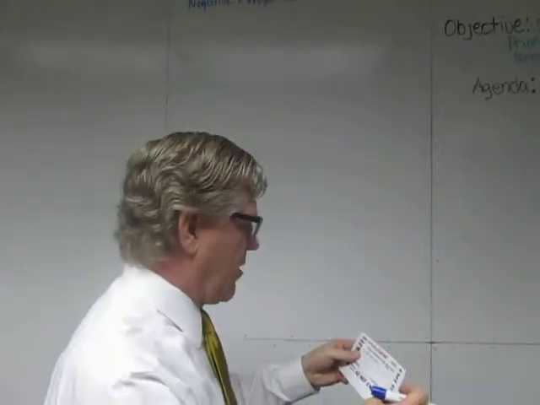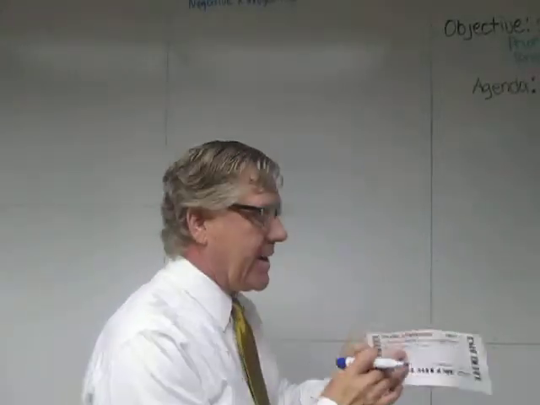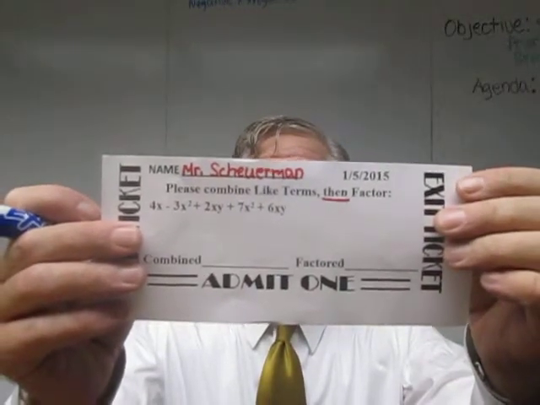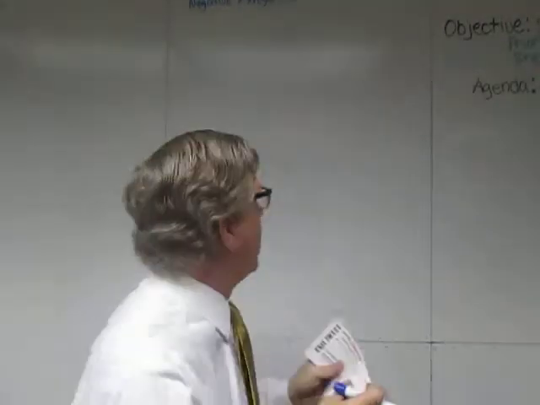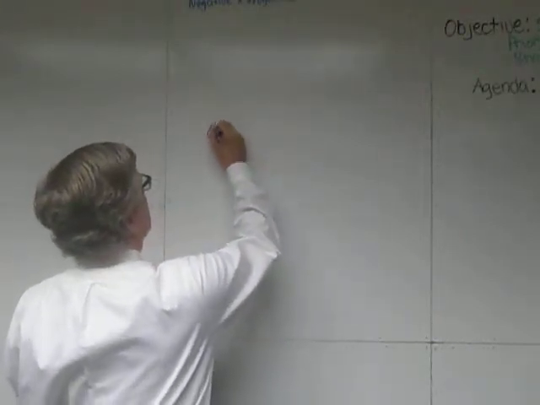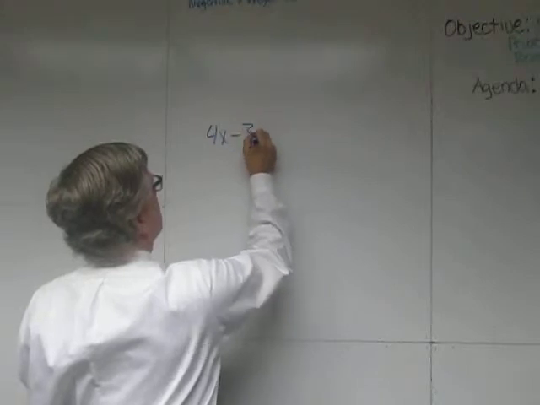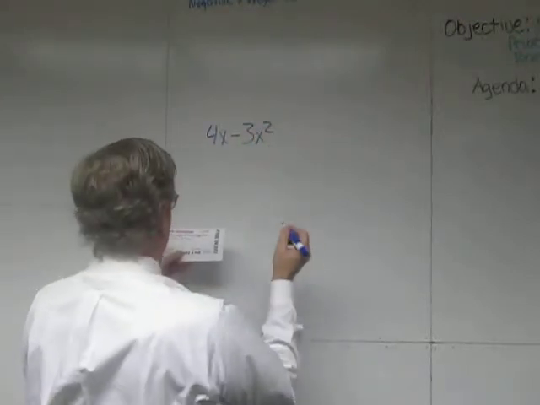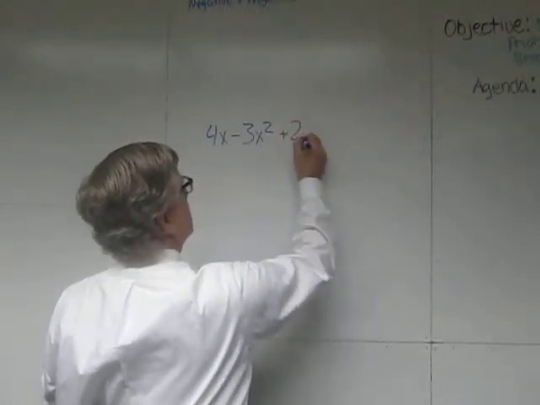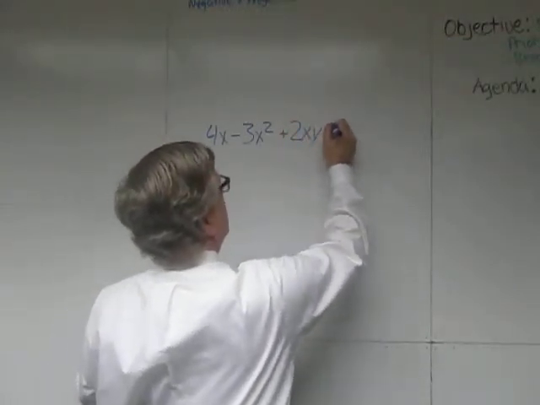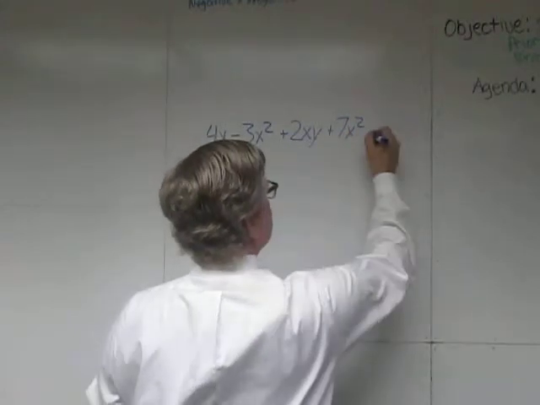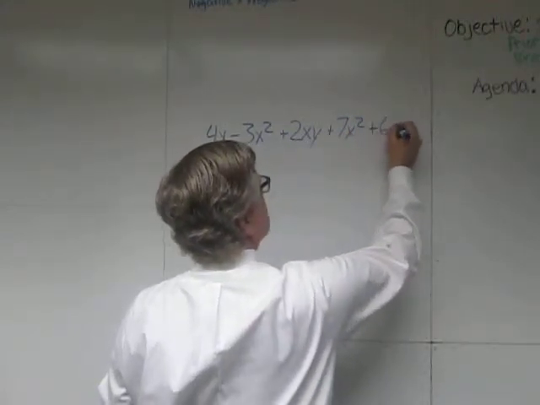First, I'm going to write it down. Please combine like terms, then factor. Combine like terms first, then factor. Okay? Let's write it down. 4x minus 3x squared plus 2xy plus 7x squared plus 6xy.